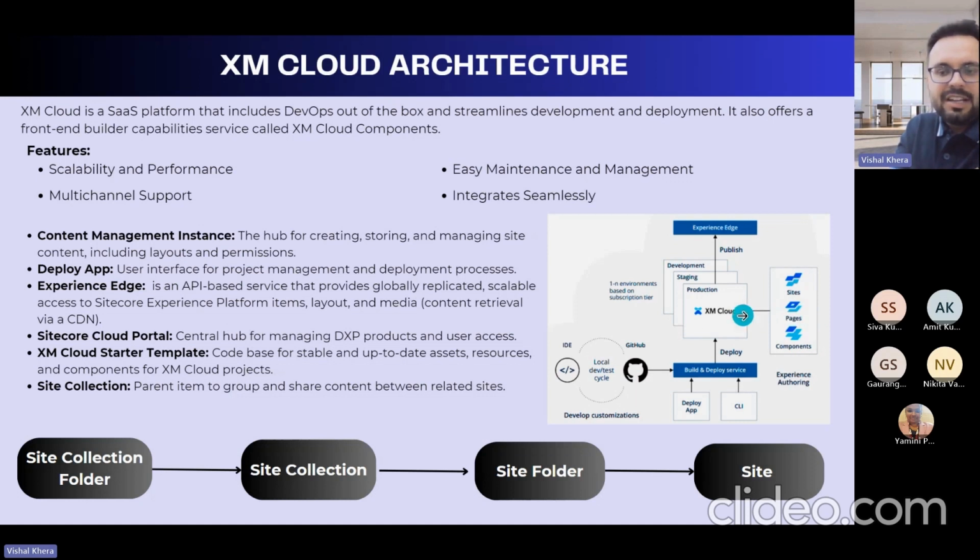Then when we create a new project in XM Cloud, by default it will come along with three environments. One is production and two are non-prod environments, like development or staging. And we have a deploy app, and our deploy app is linked to GitHub. Whenever we create a new project, we need to link that project with the GitHub repository, and we can build our components and deploy them via the deploy app on XM Cloud. And after publishing, the sites will be served from the Experience Edge.